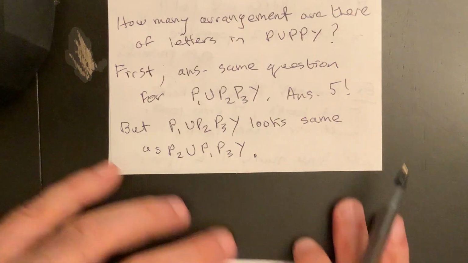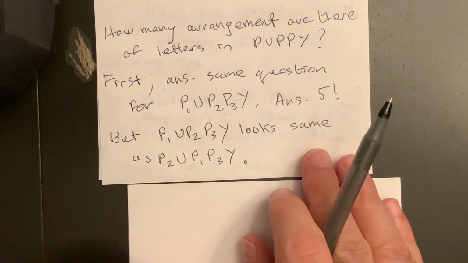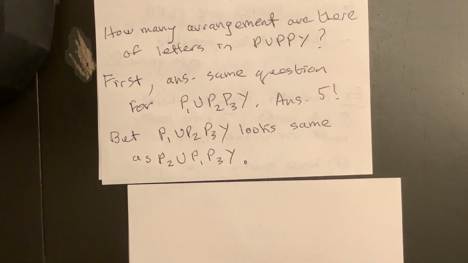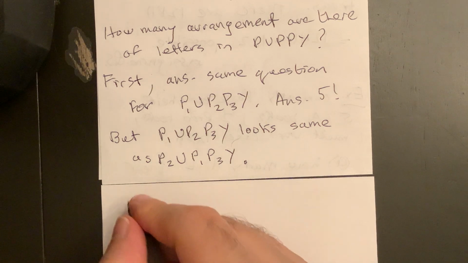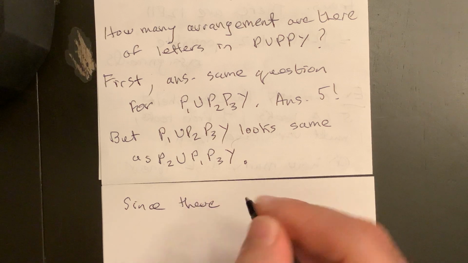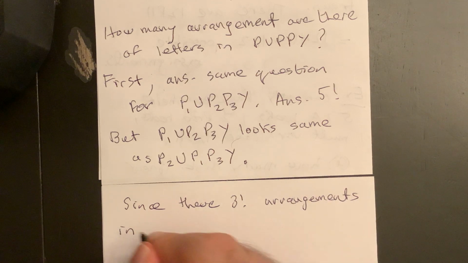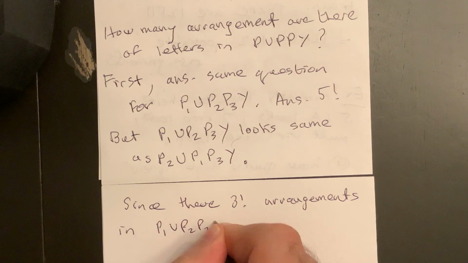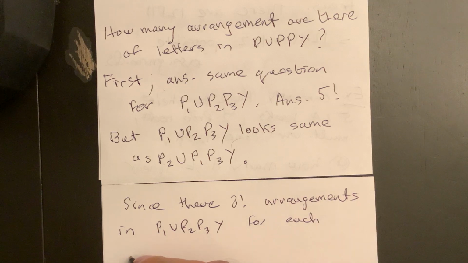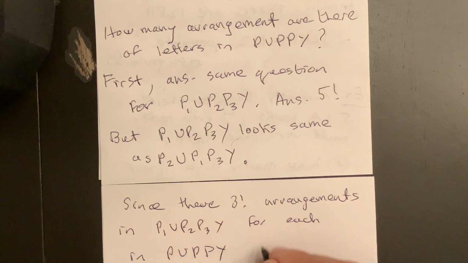So probably the smartest thing to do is to think of it as a long list of 120 different distinct arrangements with the subscripts, but then realize that I'm over-counting by 6 for each one. So I want to divide by 6. Since there are 3 factorial arrangements in P1, U, P2, P3, Y for each arrangement in the undistinguished one, we divide by 3 factorial. So the solution is 5 factorial over 3 factorial, which is just 20.